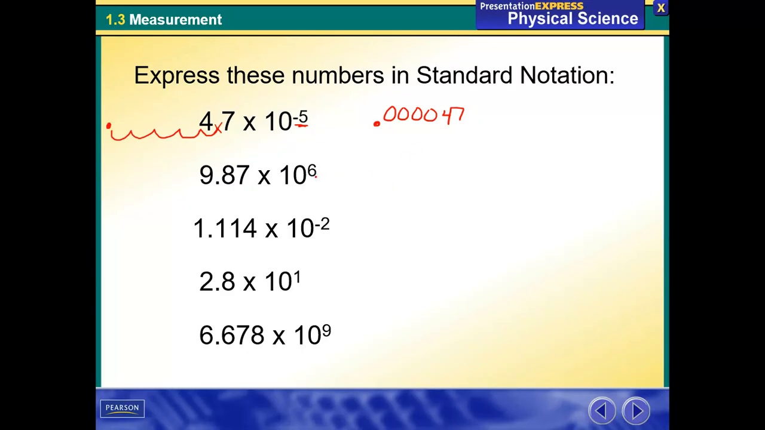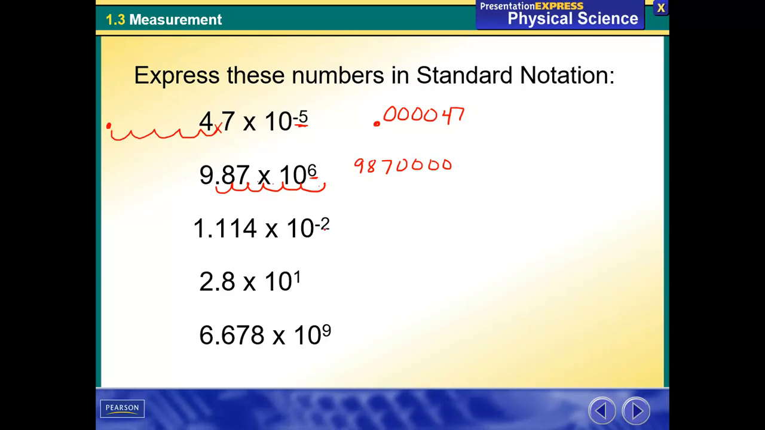Here, let's look at this example. Here we have 10 to the positive 6. Positive means I want this number to get bigger. In order for this number to get bigger, we need to move to the right 6 times. So 1, 2, so we have 9, 8, 7, so we moved it 2 times. 3, 4, 5, 6. Notice I have 1, 2, 3, 4 spots that don't have numbers, so 4 zeros are going to be used to fill that in.